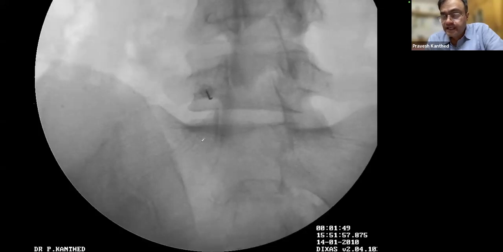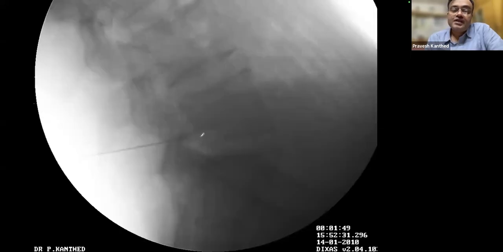Then I again turn it cranially after advancing a little bit, and I take a lateral view. So you can see this is the pedicle. So I just crossed the pedicle and I am into the upper part of the foramen. Now this is called the DDD technique, that is direction depth direction technique.